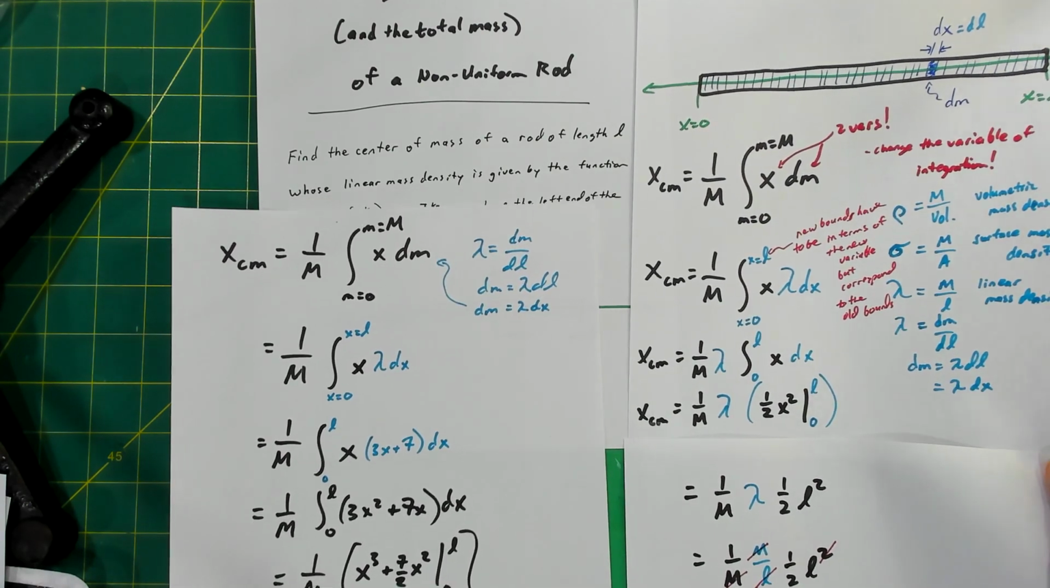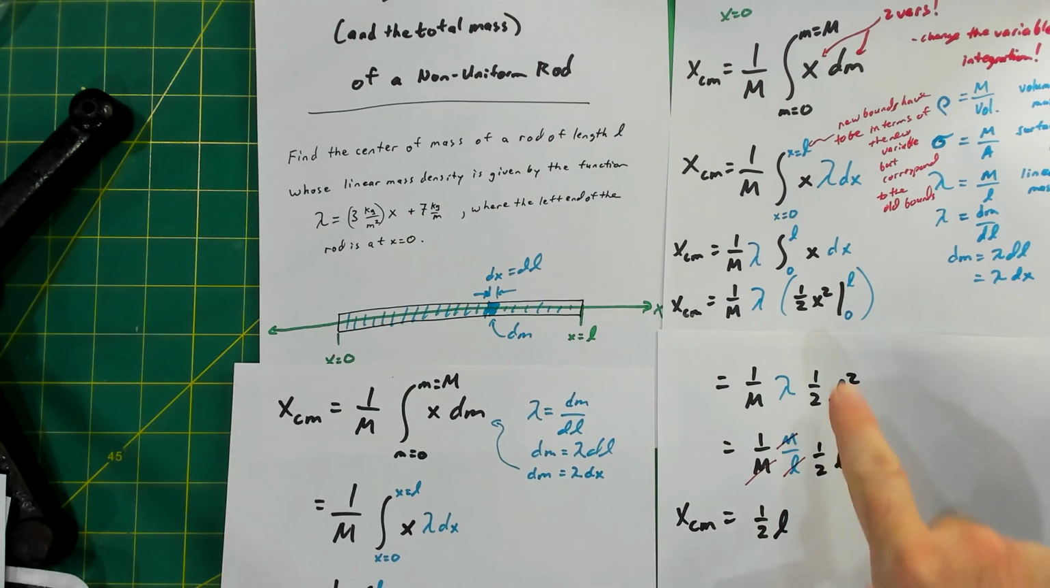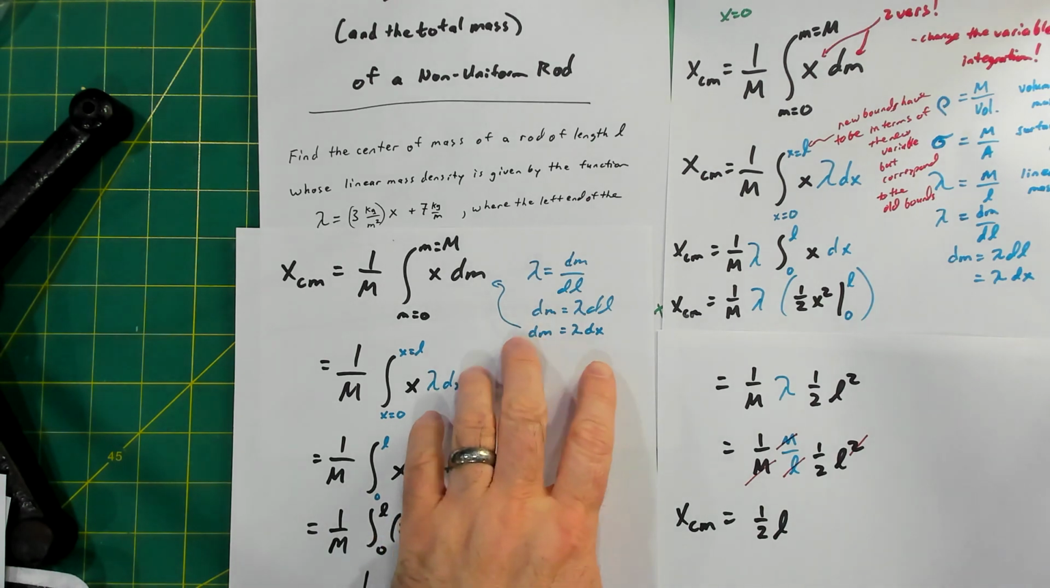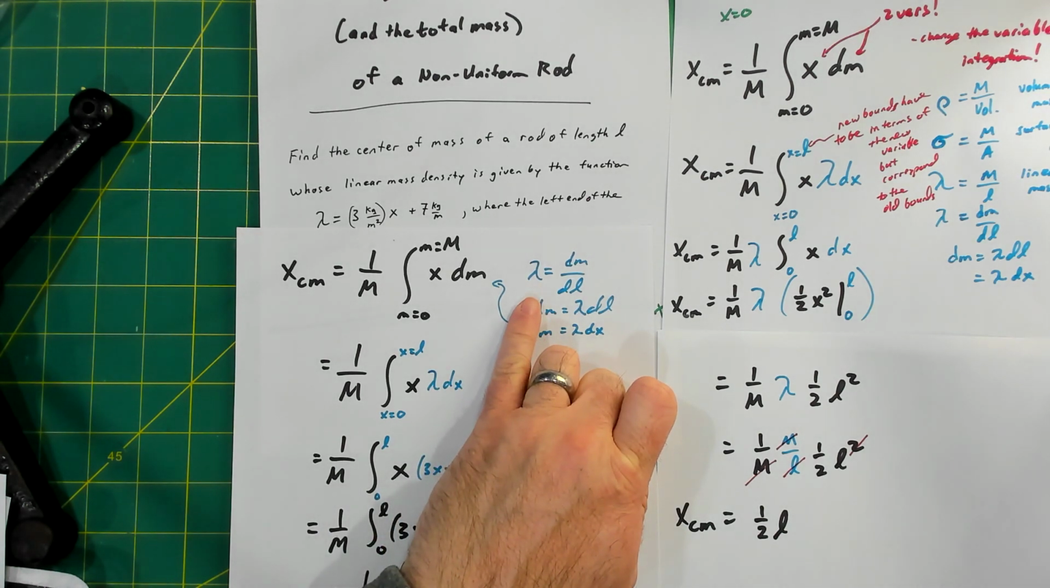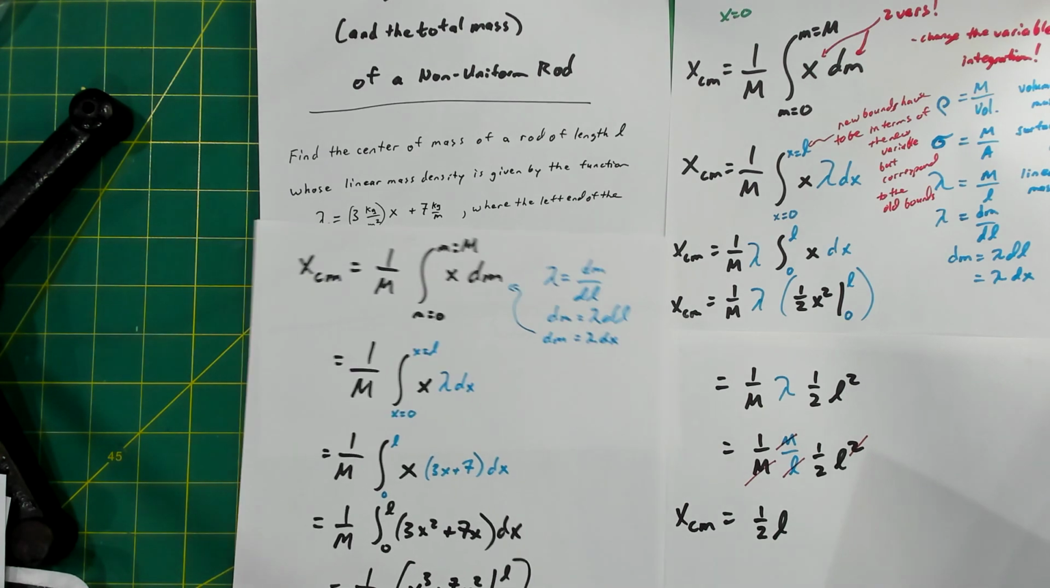Okay, but we see the difference between the old technique and the new technique here. With this variable linear mass density, I can't just factor the lambda out. I'm going to have to put the function in and take the integral of that. The other difference is we need to figure out m. So here's the way that I find the total mass.